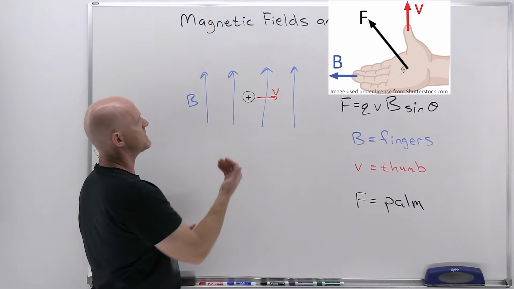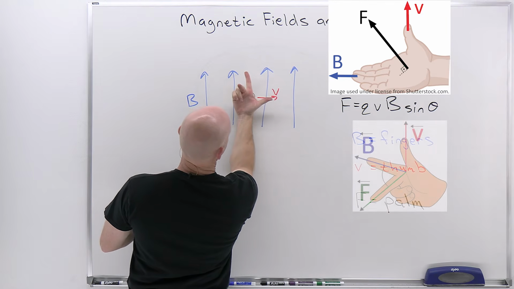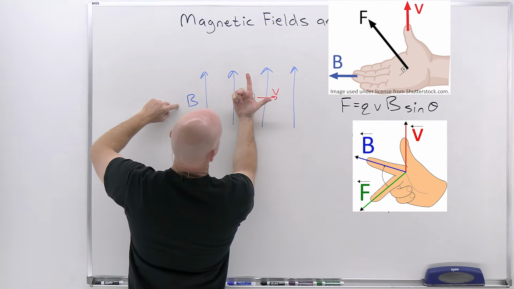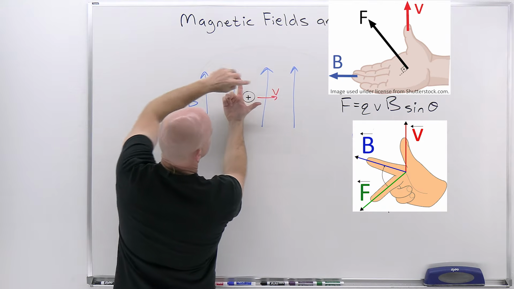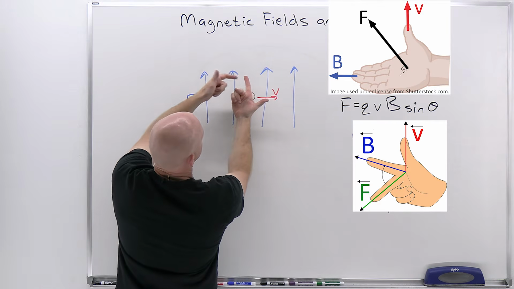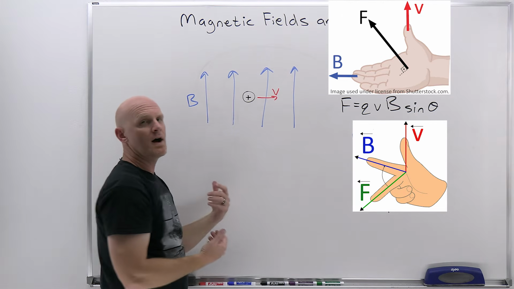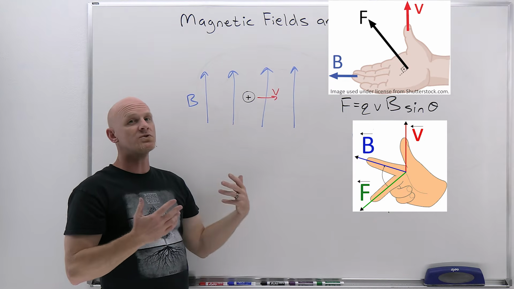Now, this is not the only way people do this. Some people, instead of doing a straight open hand like this, make it like a gun. They'll say index finger in the direction of the magnetic field, thumb still in the direction of the velocity, and then your middle finger is going to point perpendicular to both of these and point straight out. Well, that's the same thing as your palm. So either way, those are functionally equivalent.